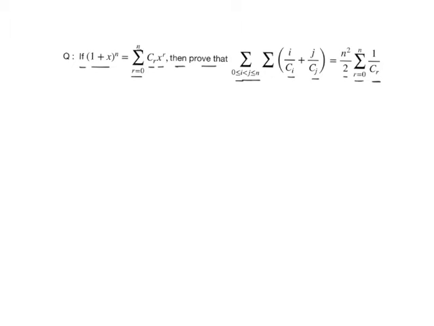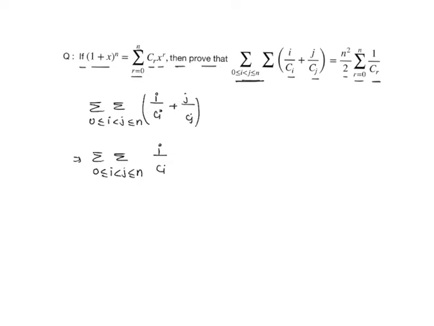Now to solve this one, we'll take the left hand side. Left hand side is what? Sigma sigma 0 ≤ i < j ≤ n, i/nCi + j/nCj. So here we'll do this separately: sigma sigma 0 ≤ i < j ≤ n, i/nCi plus sigma sigma 0 ≤ i < j ≤ n, j/nCj.